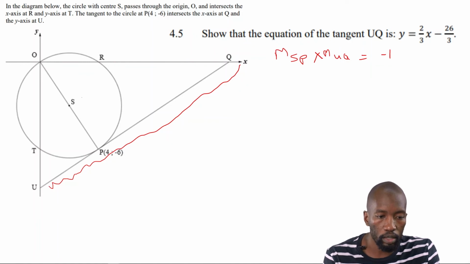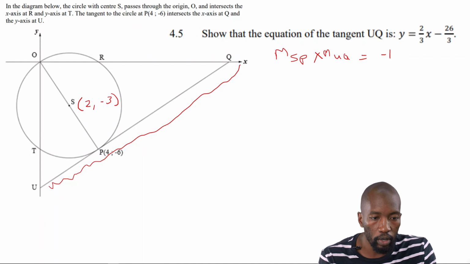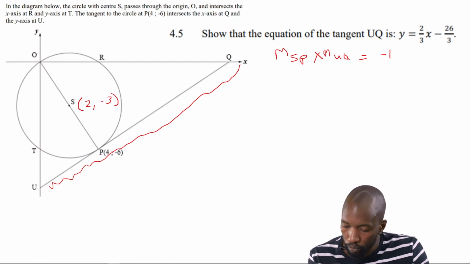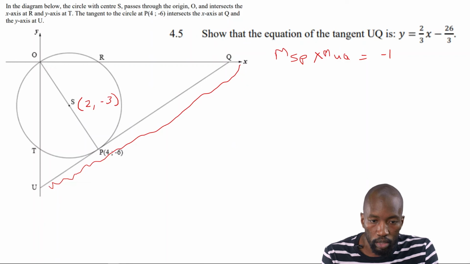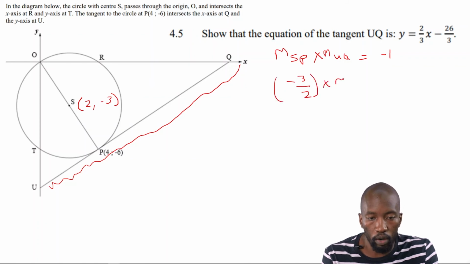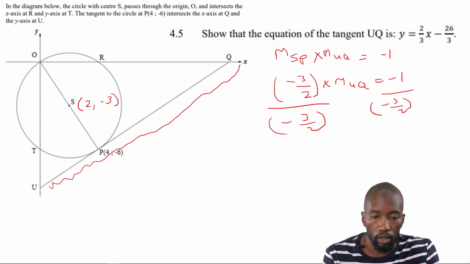Now the gradient here, so remember these coordinates were 2 and minus 3, right? Now let's quickly just find that gradient. I have it in my book here. Now that is just minus 3 over 2. Then we'll just multiply it with the gradient of UQ, which is equal to minus 1. Now we divide both sides by minus 3 over 2. Then m of UQ is just going to be 2 over 3.